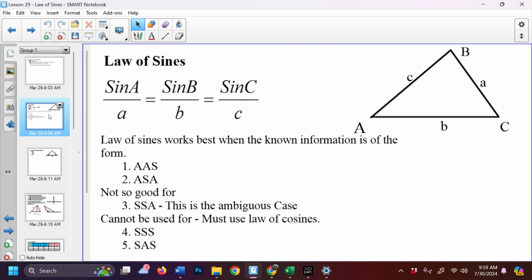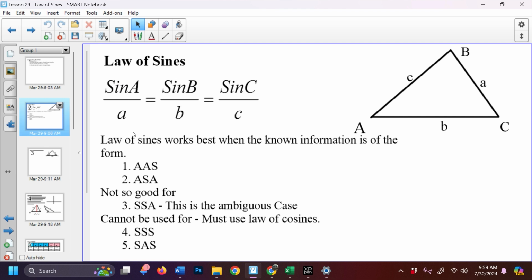The law of sines is an extended proportion in which all three ratios appear, but you will only ever use two of the ratios in a proportion at any given time. So I will never use all three. I'll just use, like, sine A over a equals sine B over b.